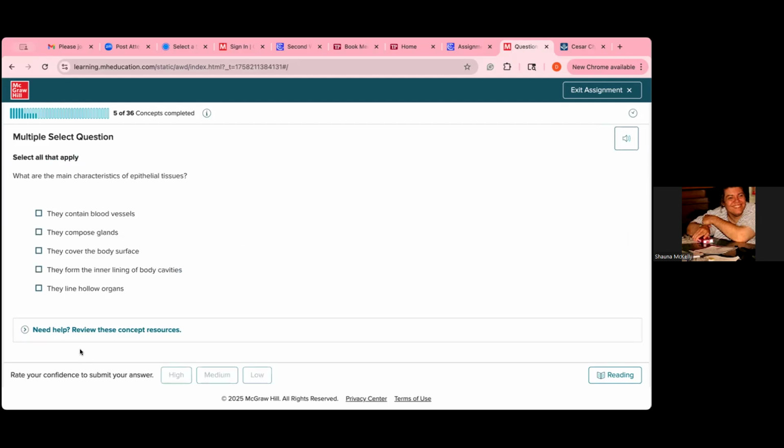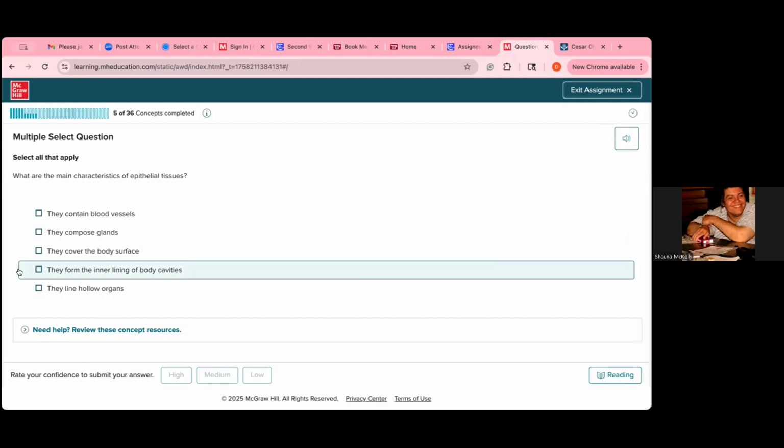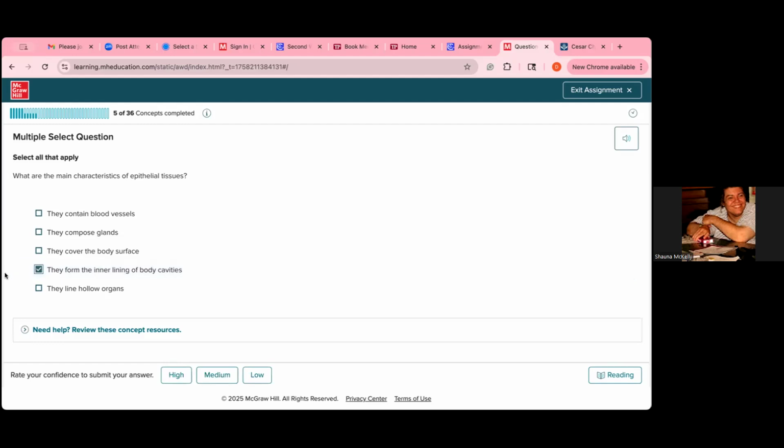What are the main characteristics of epithelial tissues? They contain blood vessels. They compose glands. They cover the body surface. They form the lining of body cavities, and they line hollow organs. Okay, let's look. You remember that one? Go ahead and check that. That's fine. What else does it say? Let's look.